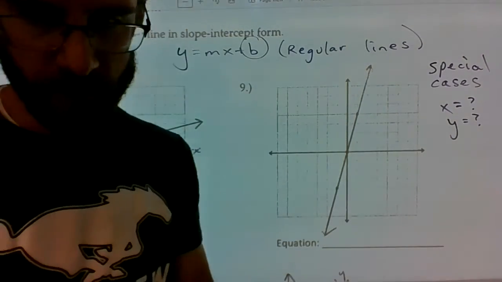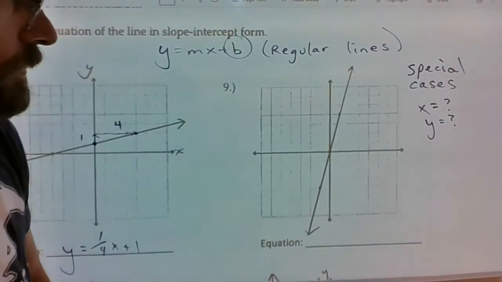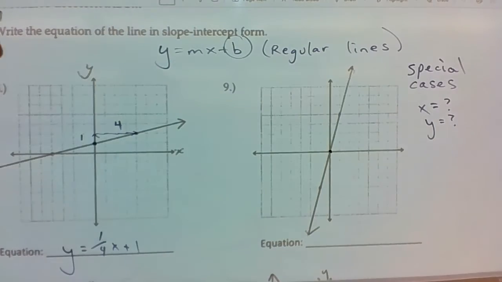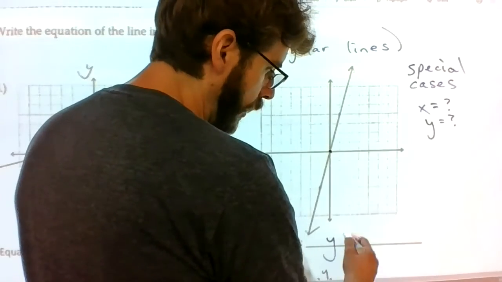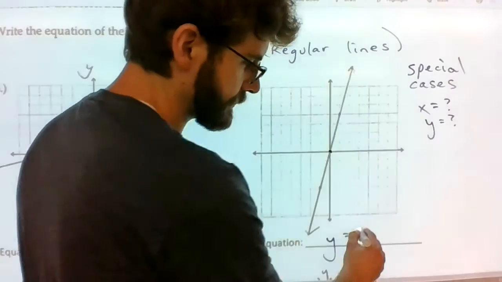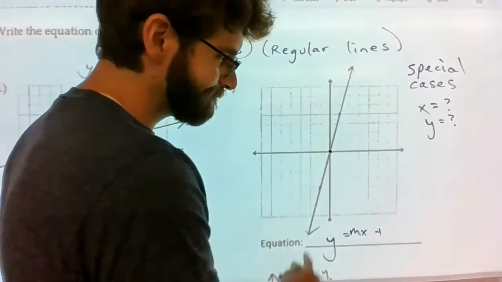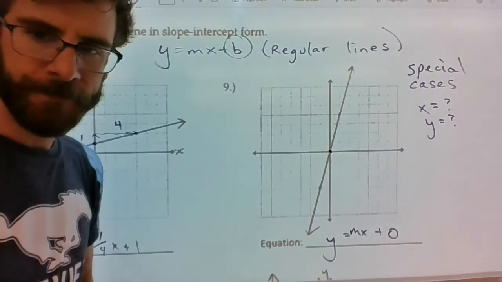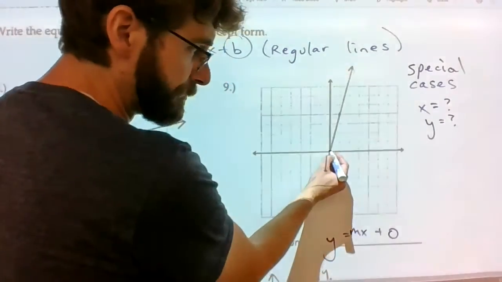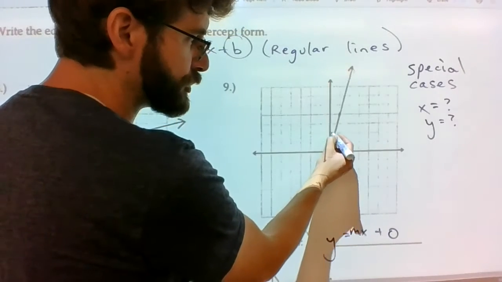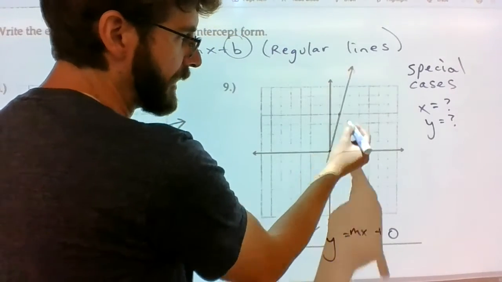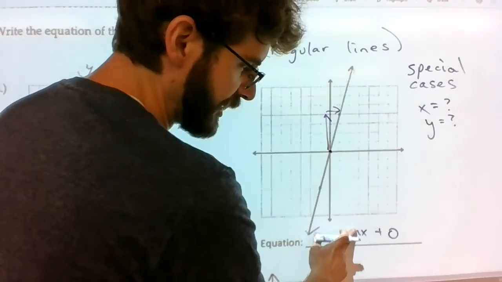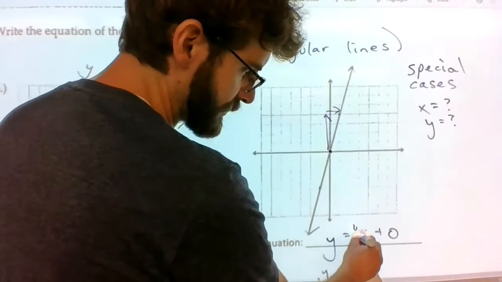Check out number 9. Number 9 goes right through the origin. So our starting point on that guy is y equals, we don't know the mx, plus 0. And then going from 0 to the next point would be up 1, 2, 3, 4, right 1. So up 4, right 1. That'd be 4 over 1. So I'm going to erase my m and put 4 over 1 in its place.